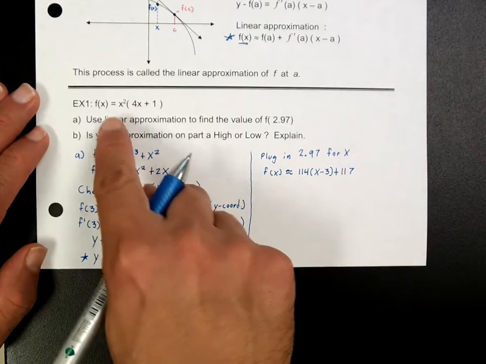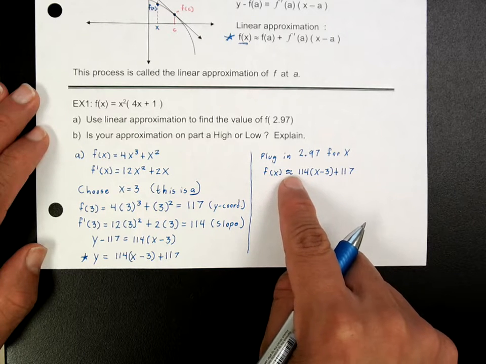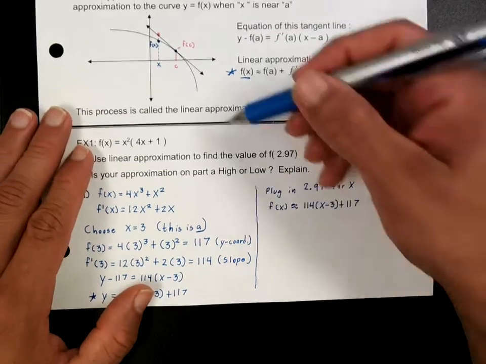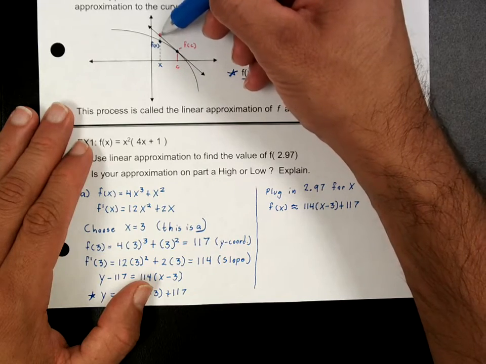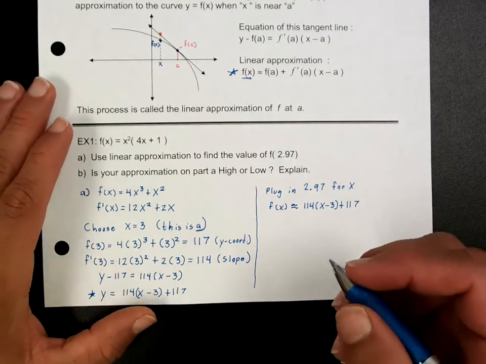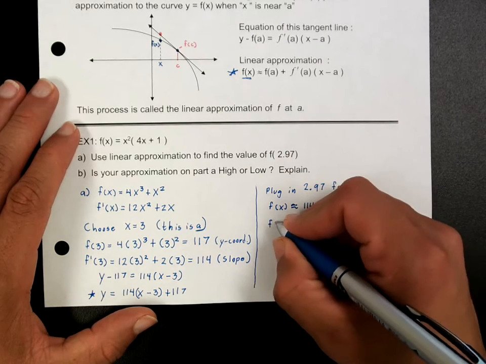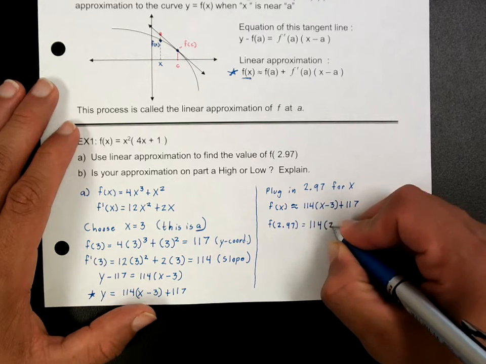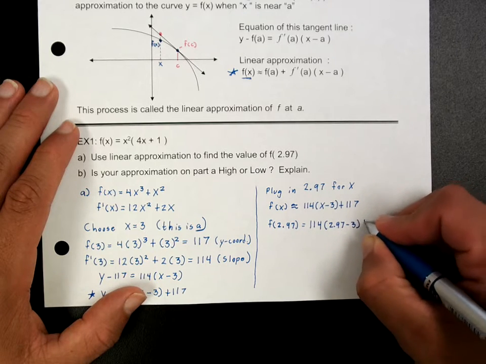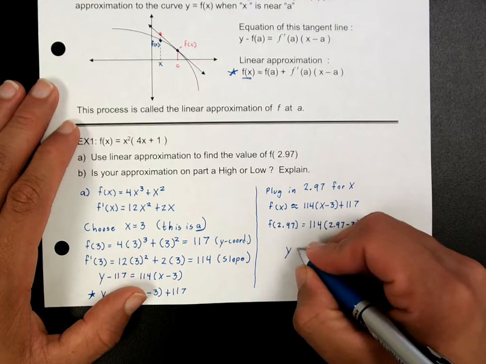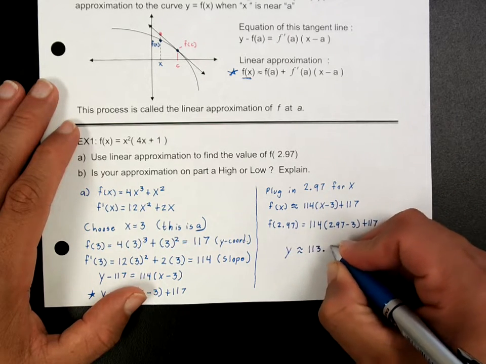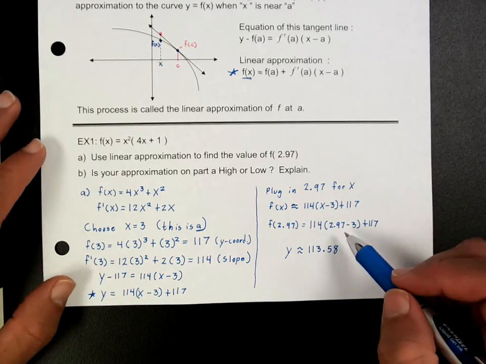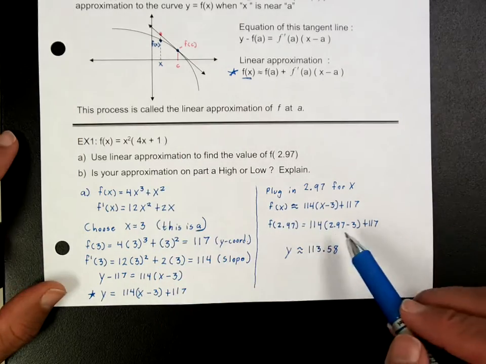Now, I know f of x is not this. f of x is right here. But what I'm saying is that the value of f of x close to 2.97 is approximately this. Basically, this line and the function at this point are approximately the same height. So all I'm going to do is plug in 2.97 and evaluate. Again, use your calculator. That would be approximately 113.58. This graph doesn't look like this, but if you were to plug 2.97 into this equation right here, you would get approximately that.